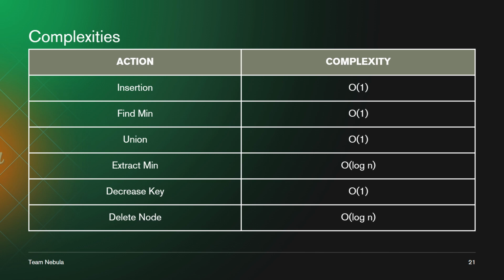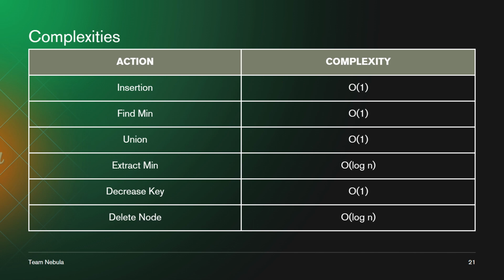Union. Combining two heaps is also very efficient, taking big O of 1 time. This means that merging two heaps won't take much time, no matter how big they are. Extract min. Removing the smallest element, although efficient, takes a bit more time. It's logarithmic in nature, which means big O of log n. This means that as the size of the heap grows, the time taken to extract the smallest element increases, but not too drastically.